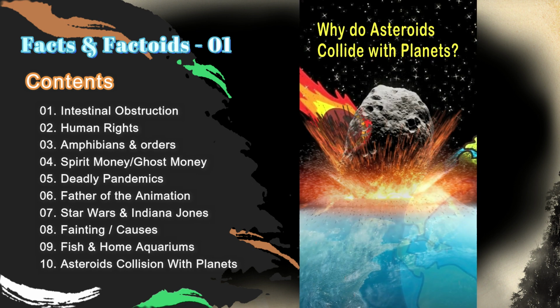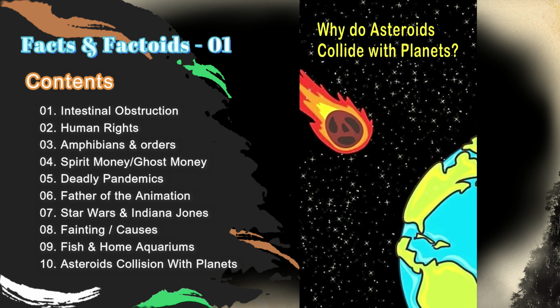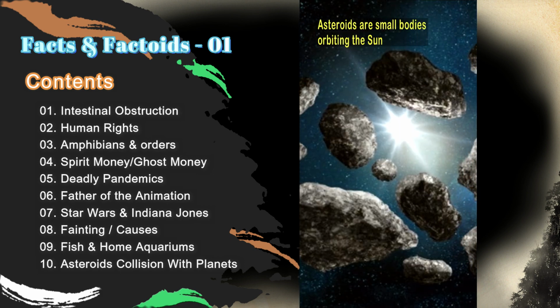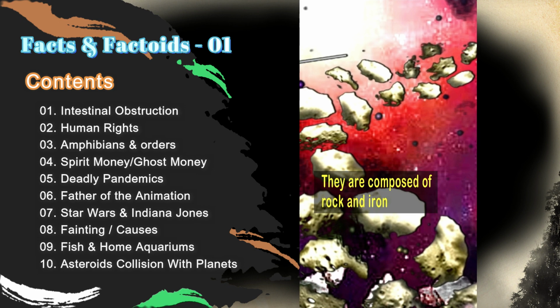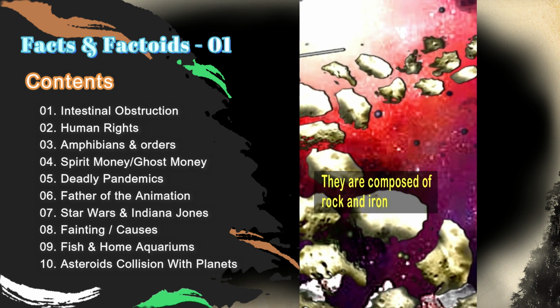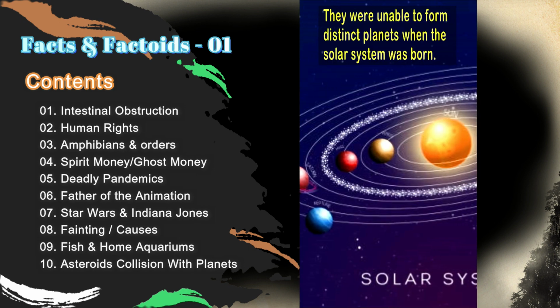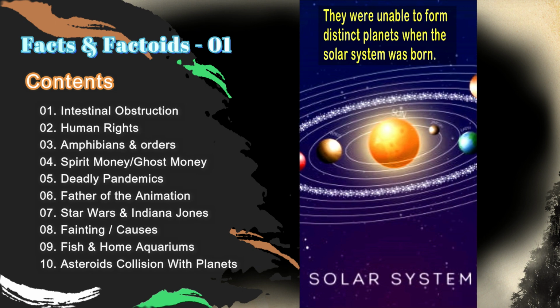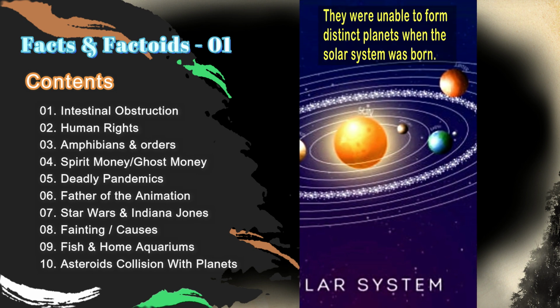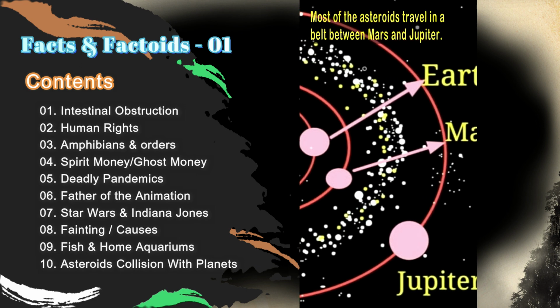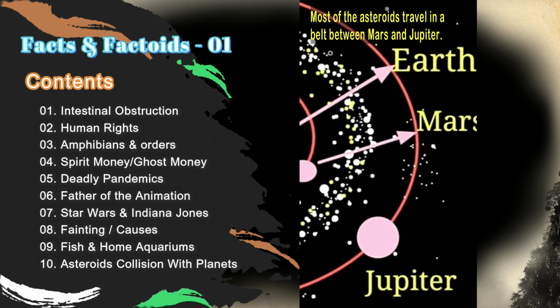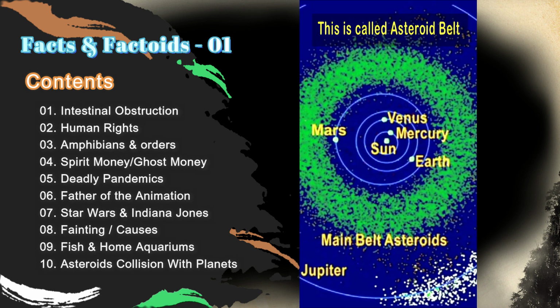Why do asteroids collide with planets? Asteroids are small bodies orbiting the Sun. They are composed of rock and iron. They were unable to form distinct planets when the solar system was born. Most of the asteroids travel in a belt between Mars and Jupiter. This is called the asteroid belt.